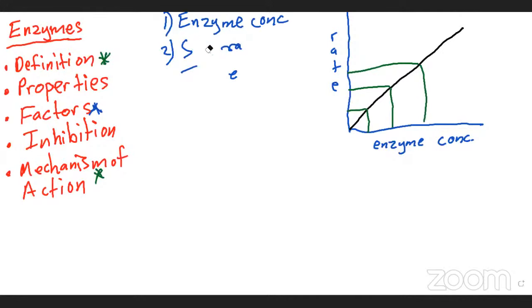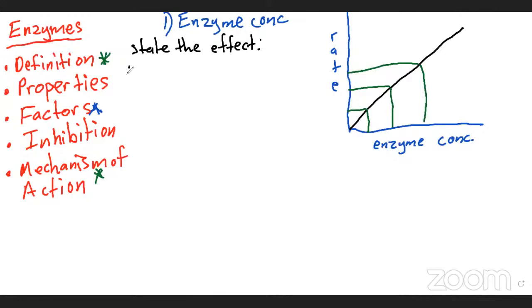So we are doing enzyme concentration. There are two things that you can be asked. You can just be asked to state the effect of enzyme concentration on rate. If you're asked to state the effect, you do not offer any explanation.